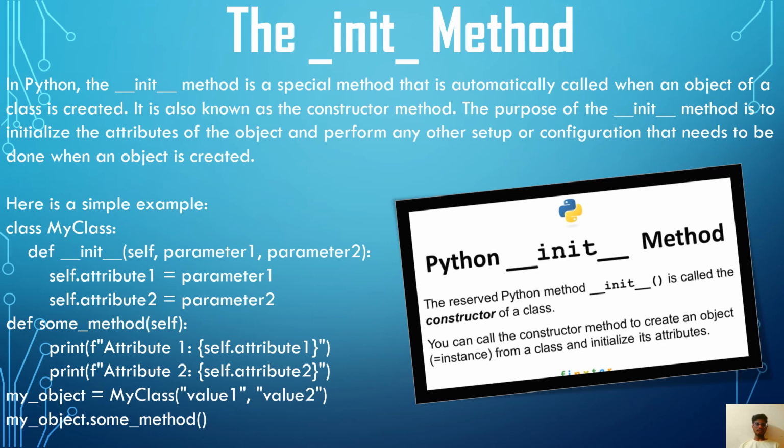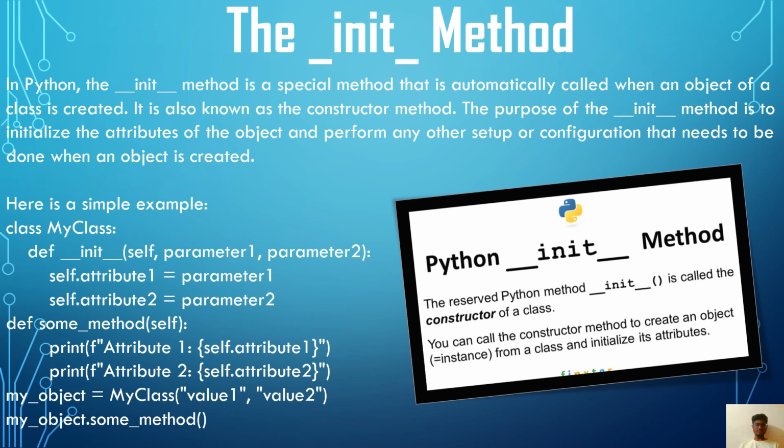The init method. Let us learn about the init method. In Python, the init method is a special method that is automatically called when an object of a class is created. It is also known as the constructor method. The purpose of the init method is to initialize the attributes of the object and perform any other setup or configuration that needs to be done when an object is created.